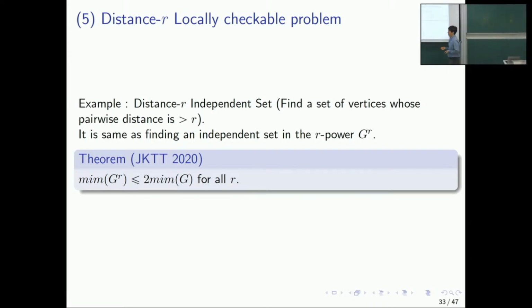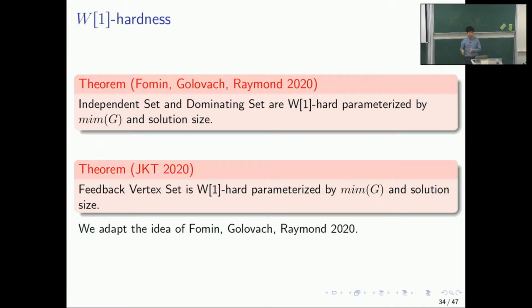So we can just take the R power and then solve the independent set problem. So you can do this for every distance R type of locally checkable problem. Actually, this proof is quite pretty, I guess. The other part we can think about: you might ask me about the FPT algorithm. Recently, Jaffke and Raymond thought about H graphs. We will explain H graphs later. Using them, they proved that independent set and dominating set are W[1]-hard, and we adapt almost the same idea to show that feedback vertex set is also W[1]-hard. So you cannot expect an FPT algorithm under some assumption.